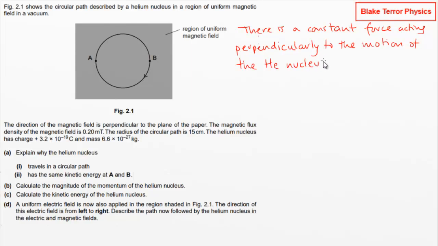So that's why it's going round in a circle. And then we have to explain why it has the same kinetic energy at A and B. So we're saying, well, there's no work done by the force on the helium nucleus, because it is perpendicular to the direction of motion.